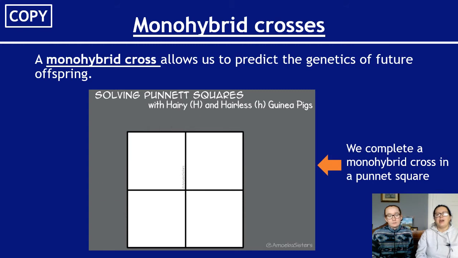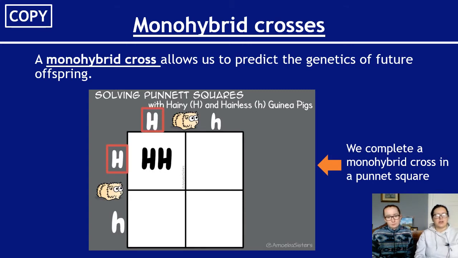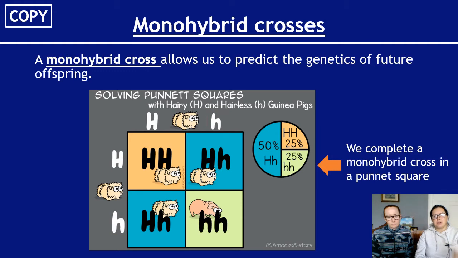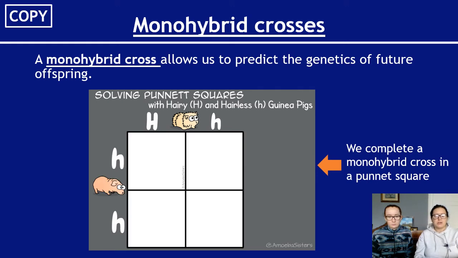Okay, now, how do you work out if somebody is heterozygous or homozygous and they have children? How do you work out what their children are going to be? The way you work it out is through a monohybrid cross. A monohybrid cross allows us to predict the genetics of future offspring, and you can see this GIF as it's running along here. And the idea is we use a Punnett square to complete a monohybrid cross.